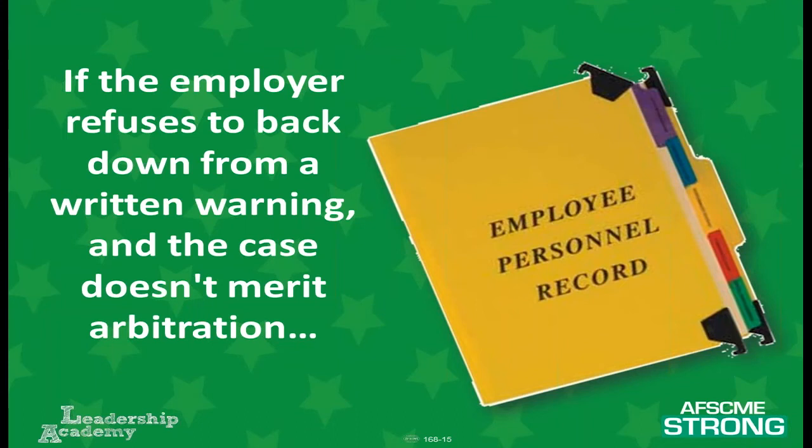If the employee refuses to back down from a written warning and the case doesn't merit arbitration, which may happen to you, you want to make sure that the employer receives from the union a written statement disputing the facts and the discipline. They could receive it from the employee as well, but you want something disputing the facts and the discipline. And request that this letter be put into the employee's personnel file.